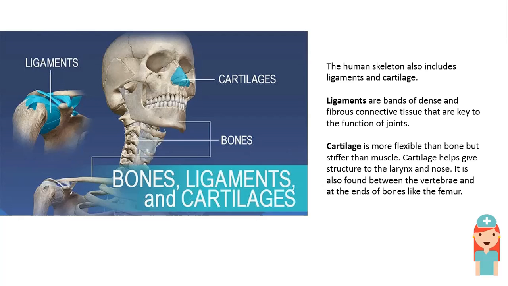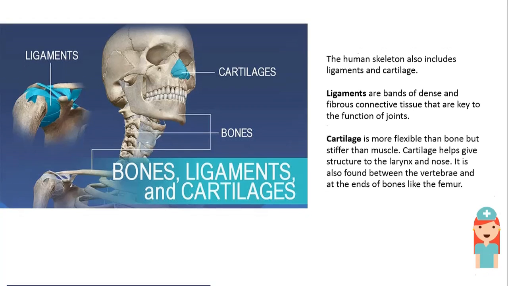So ligaments are bands of dense, fibrous connective tissue, whereas cartilage is more flexible than a bone but stiffer than a muscle. Cartilages are mostly present in the nose and the larynx region and also between the vertebrae and at the ends of the bones like the femur. I hope you understood the difference between ligaments and cartilage.